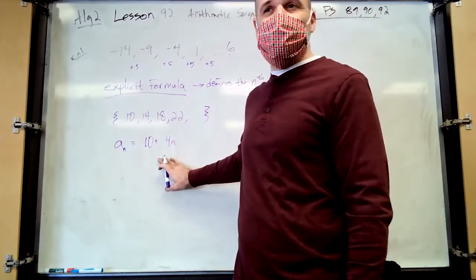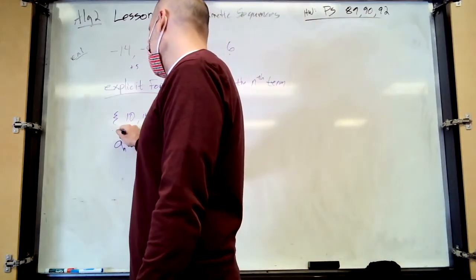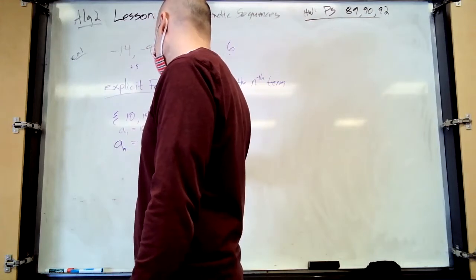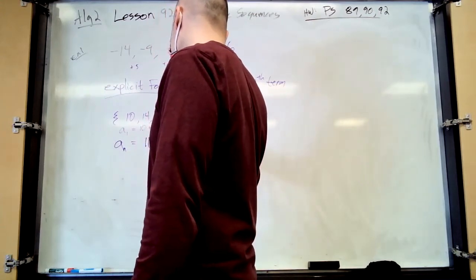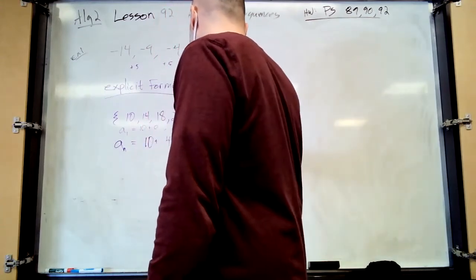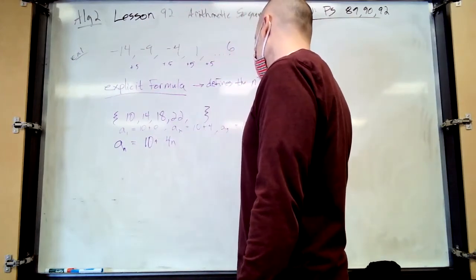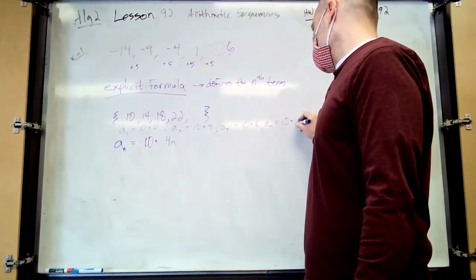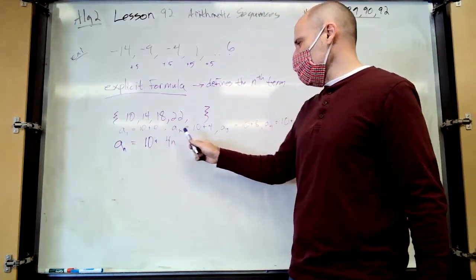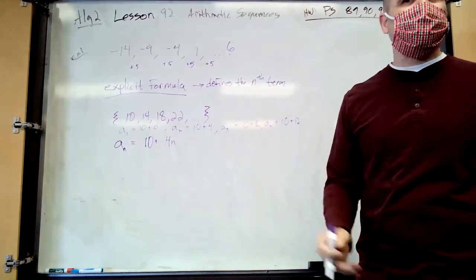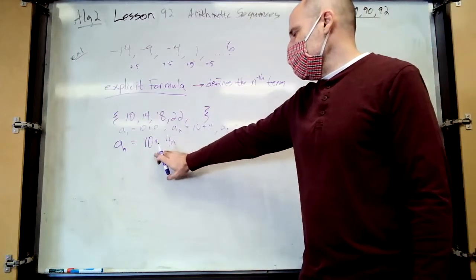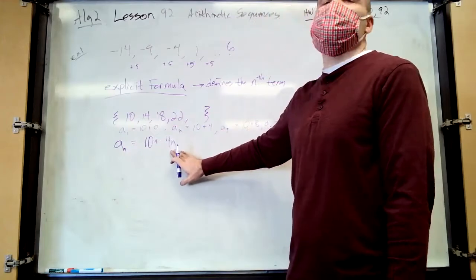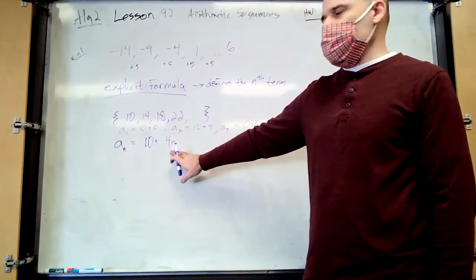So you can try it with just a couple samples first. Before you get the explicit formula, you can go, well, a to the first term is just 10 plus 0. A to the second term is going to be 10 plus 4. A to the third term is going to be 10 plus 8. A to the fourth term is going to be 10 plus 12. What you're adding is being multiplied by 4. Okay? So the nth term is going to be 10 plus 4 times that number. Okay?